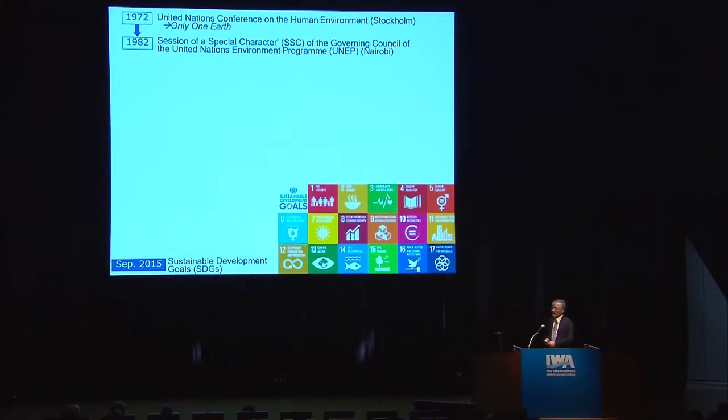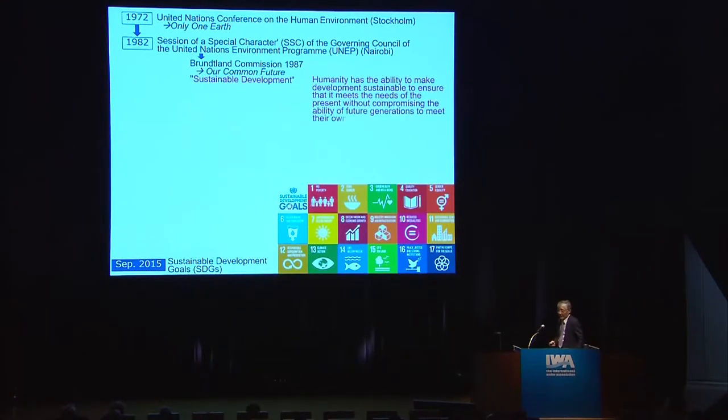One of the outputs of the meeting was the establishment of one specific commission, the Brundtland Commission. Dr. Brundtland became the Prime Minister of Norway, so she led this commission and developed the final report titled Our Common Future. In this document, sustainable development was defined by saying humanity has the ability to make development sustainable to ensure that it meets the needs of the present without compromising the ability of future generations to meet their own needs.